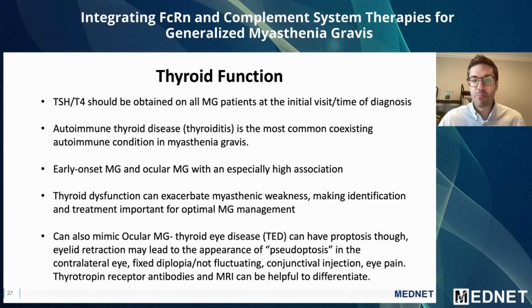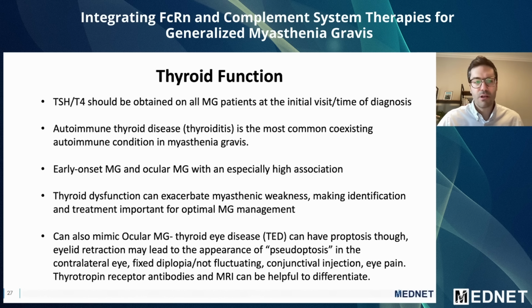And it can also be a mimic of ocular MG, or what's called thyroid eye disease, or TED. Some differences that can come out, though, is that TED can have proptosis, can have eyelid retraction, which may lead to the appearance of a pseudoptosis, so you don't want to have that trip you up. It has more of a fixed double vision that's not fluctuating as we see in MG. There can be conjunctival injection and eye pain.